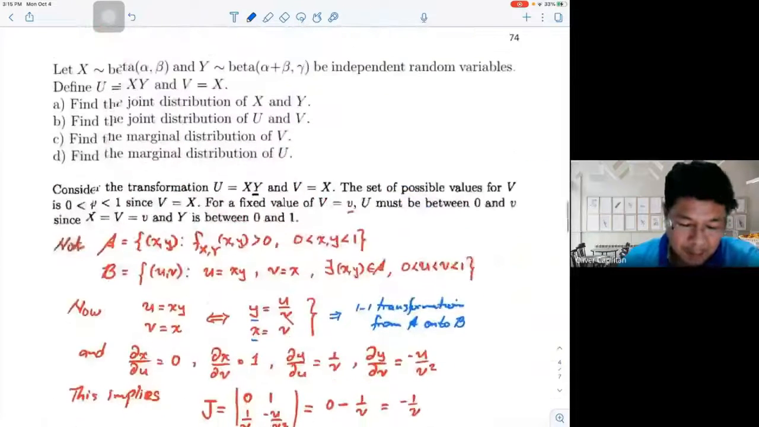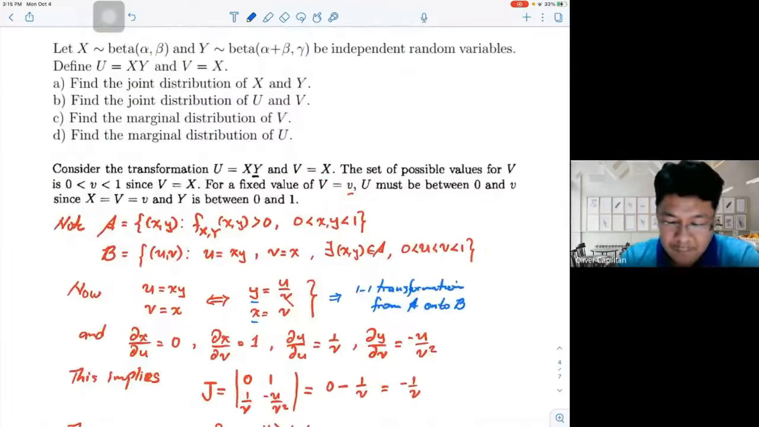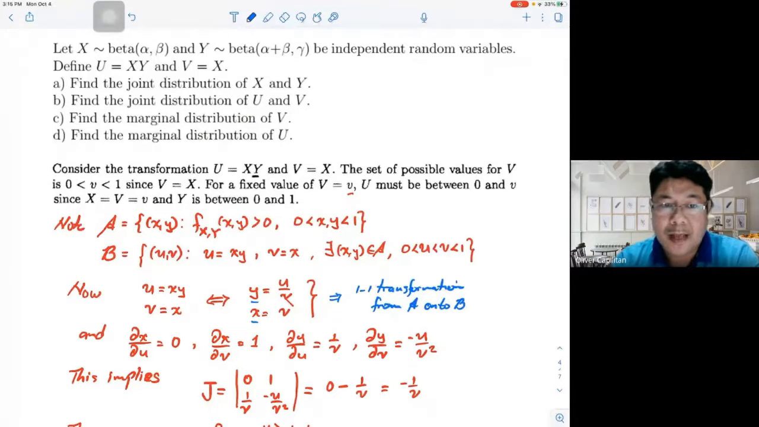Okay, the third problem: find the marginal distribution of V. Since V is equal to X, and X has an alpha-beta distribution, clearly our V also has an alpha-beta distribution. That's for letter C. What about the marginal distribution of U for problem letter D?